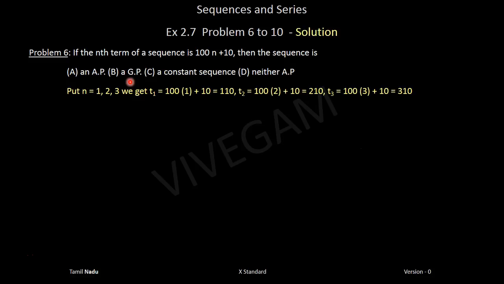Okay, so now let's start. So put the value of n equal to 1, 2 and 3. When you put n equal to 1, we get T1. That will be 100n plus 10, right? So n is equal to 1. So 100 into 1 is 100. 100 plus 10 is 110.